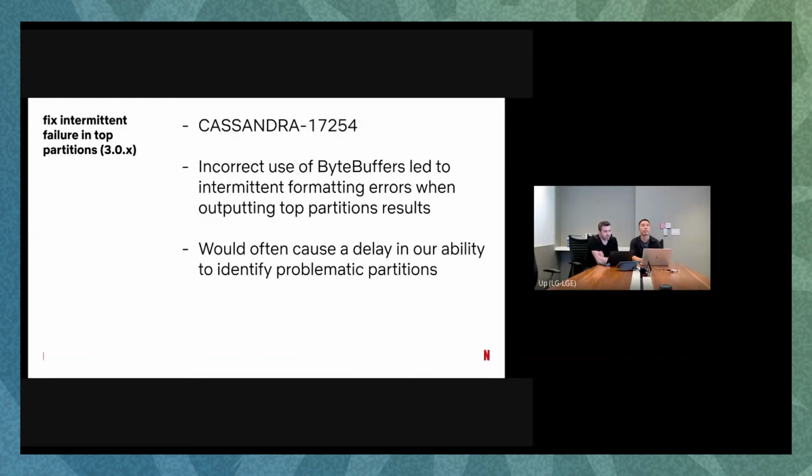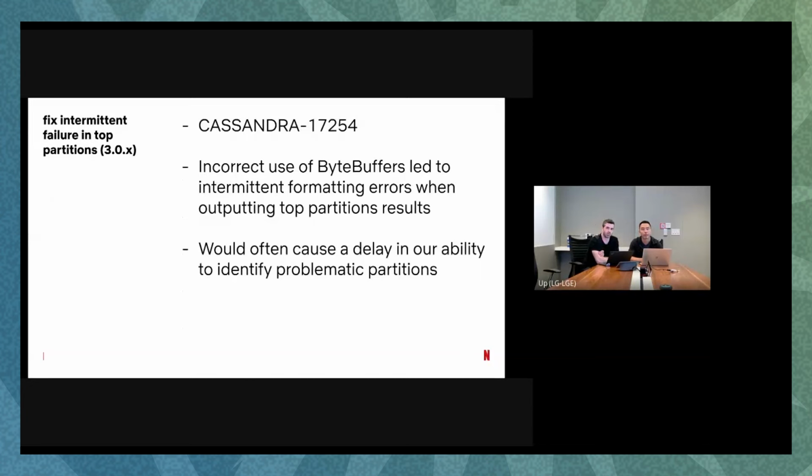We also found an intermittent failure in top partitions that would often cause our operations, whoever was on call, to be slowed down because top partitions would just return an exception. This doesn't affect folks who are using profile load as the code there has changed significantly. But if you are still running Cassandra 3.0.x, Cassandra 17254 corrects this issue.